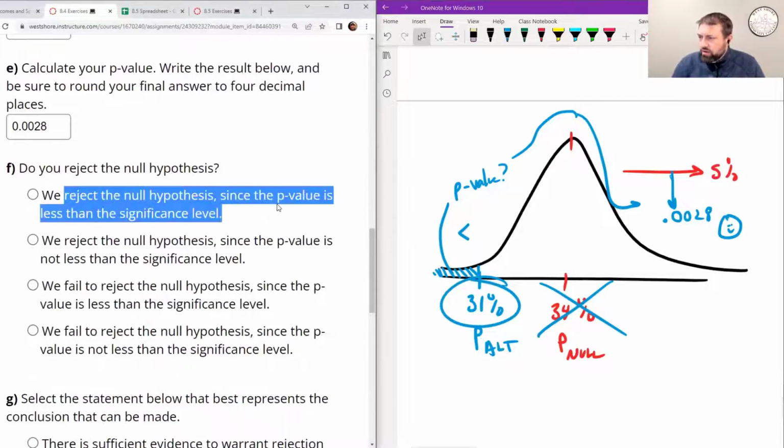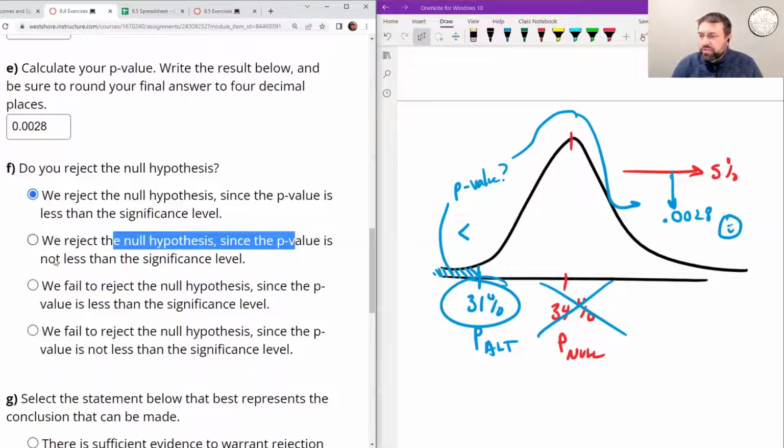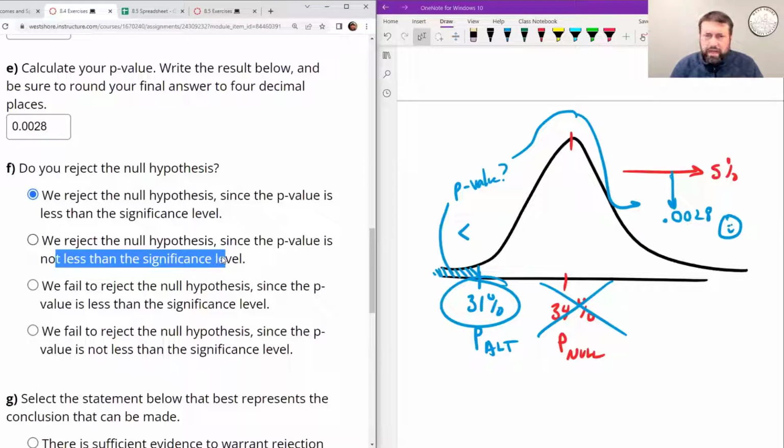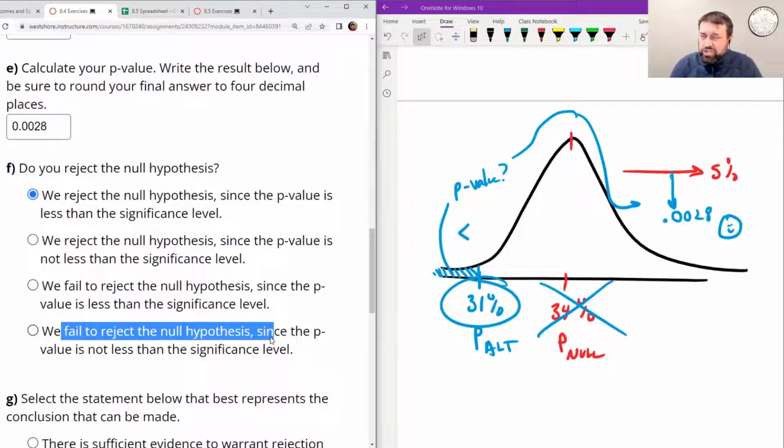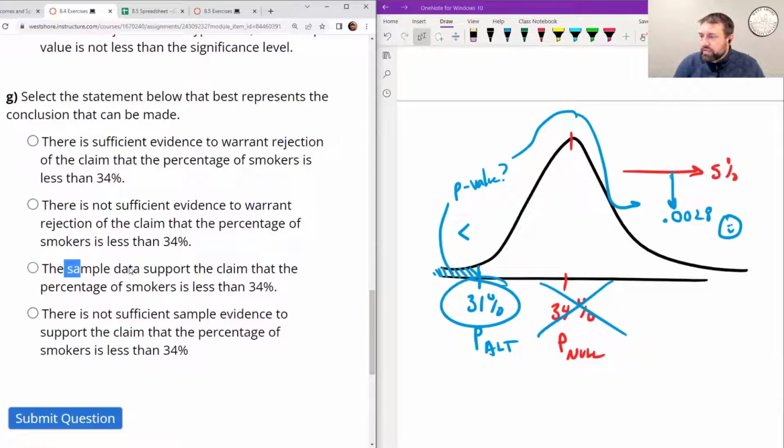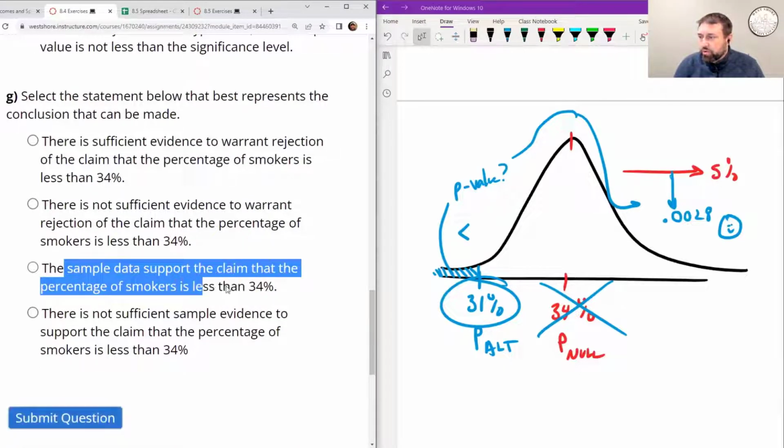We reject the null since the p-value is less than the significance. Yeah, that sounds right. That's what we want. We reject the null because the p-value is not less than. No, you would not reject if it was not less than. We fail to reject. Now we reject it. We fail to reject. Nah, we reject it. So the very first one is the correct assumption. The sample data supports the claim that the percentage of smokers is less than 34%. Looks good to me, I think.